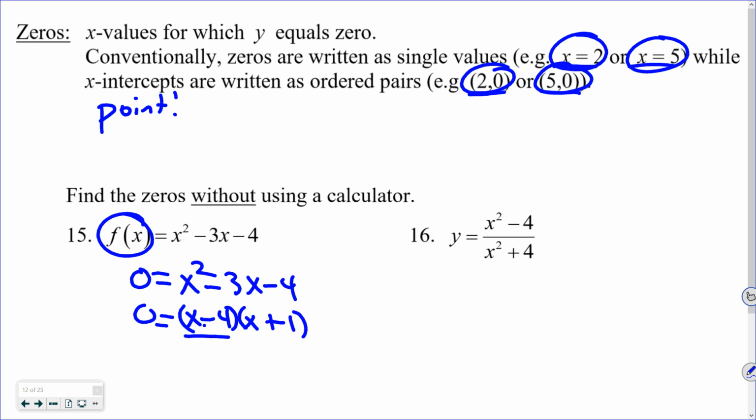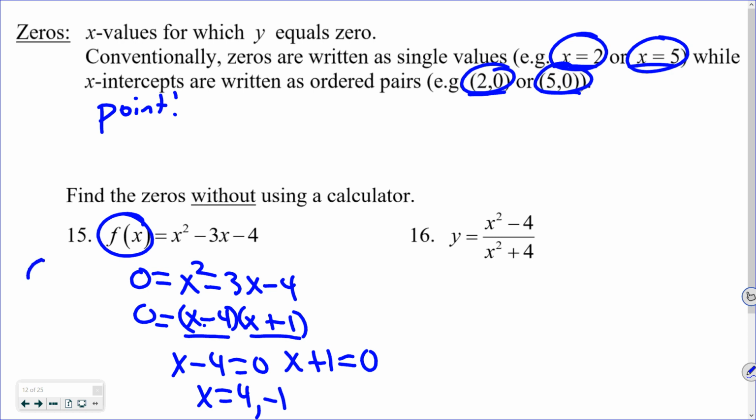And now if that times that equals 0, all I do is set each of those factors equal to 0. Solve those two equations, and I got my answer. This one would be x equals 4. This would be x equals -1. Those are my two zeros. Now, if I asked you to find the x-intercepts, you would say 4, 0, and -1, 0. So x-intercepts you write as a point. Zeros you just list.